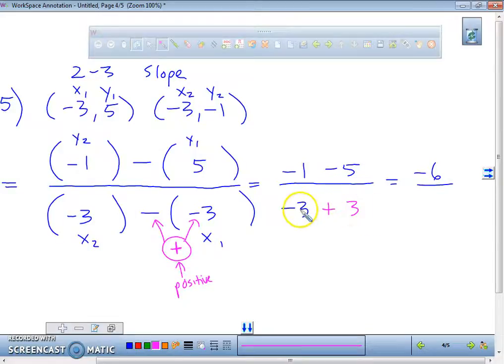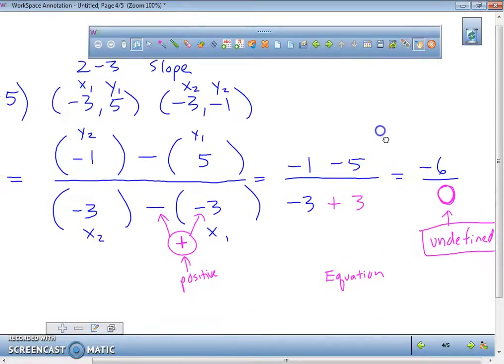Now, when you have -3 plus 3, look what happens to my denominator: 0. Whenever you're solving for the slope of a line, if you get 0 in the denominator, that's when your answer is undefined. So for number 5 on your paper, simply write undefined. Okay? It's undefinable.